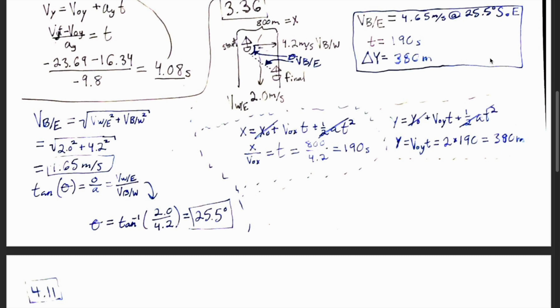The next question says, crossing the river 1. This is part 1 out of 2 parts, but we're only looking at part 1. A river flows due south with a speed of 2 meters per second. So here, it's flowing due south, 2 meters per second.